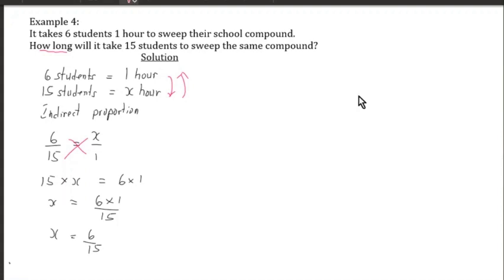Okay, so let's do a small long division here. So I have 6 divided by 15. So 15 cannot divide 6, so I have my 0 and a point, and this becomes 60. I know that 15 times 4 is 60. Then I have that as my answer. So my answer, X, is equal to 0.4 hours.